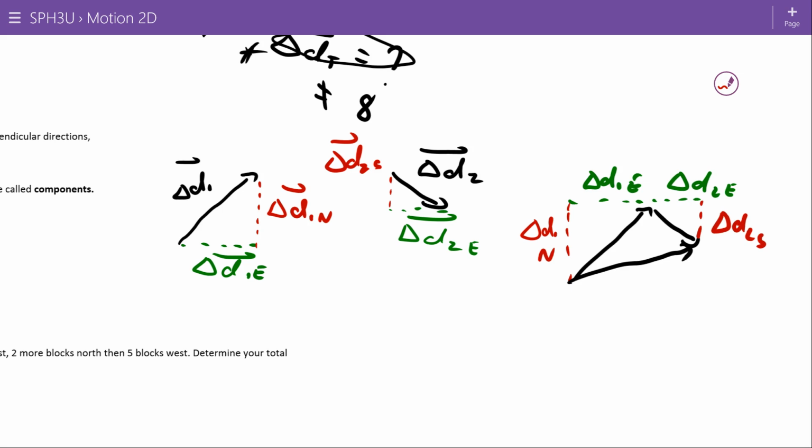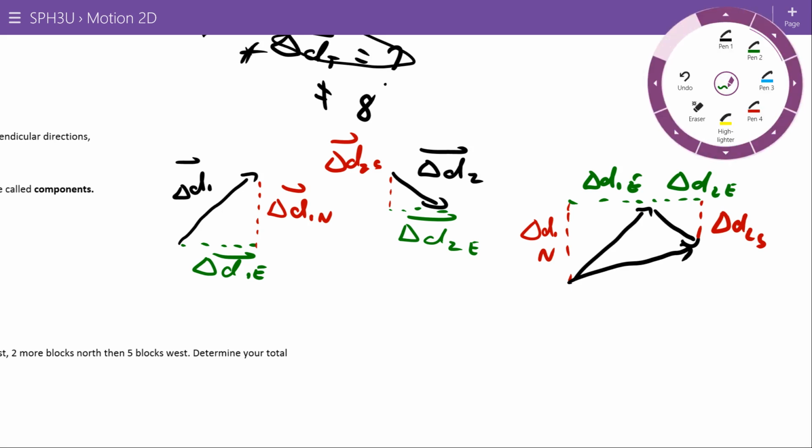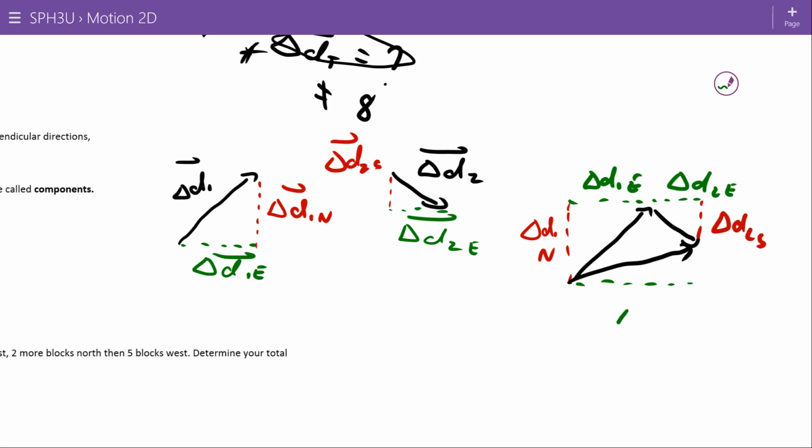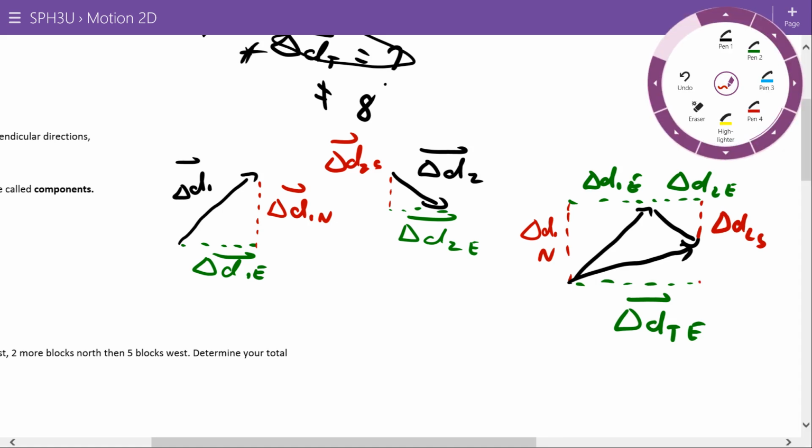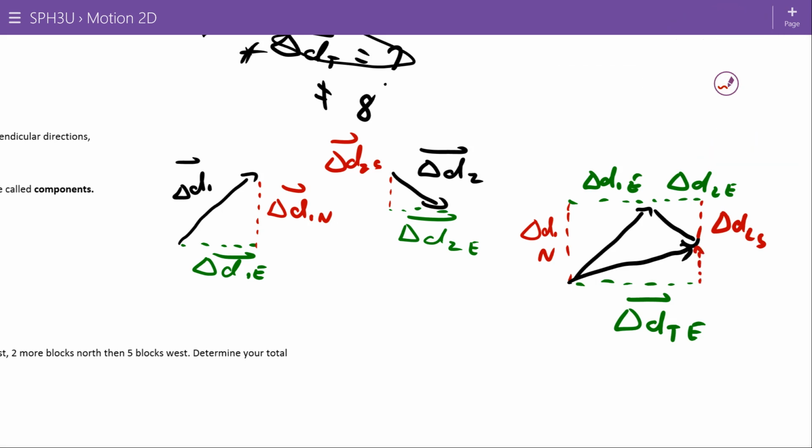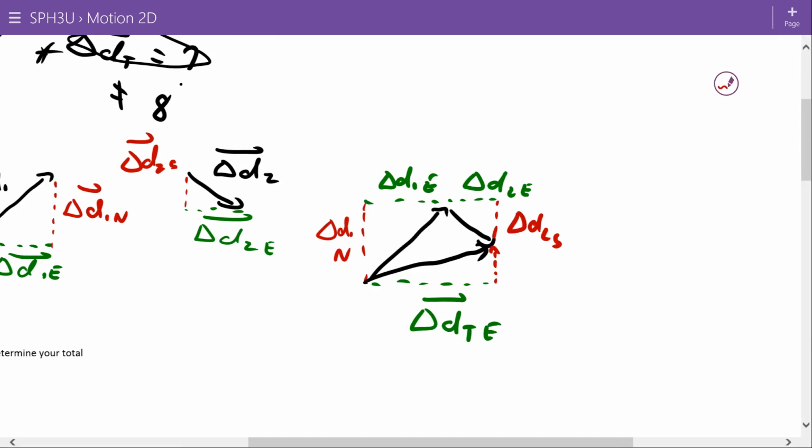And what we can see is by squaring off the directions, we can deal with each direction separately. And then as a result, if we consider the totals, like this one here would be delta d total in the east direction, and it works out to a difference because they have different signs, but really what we're talking about here is delta d total in the north direction.